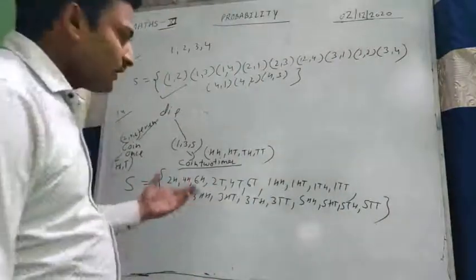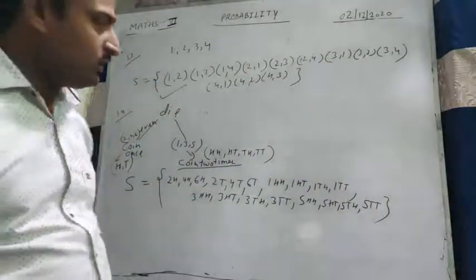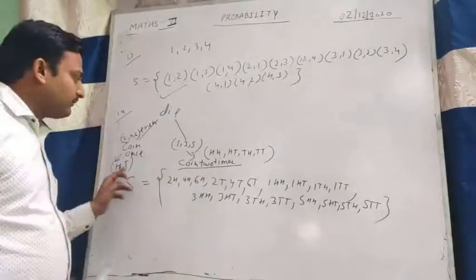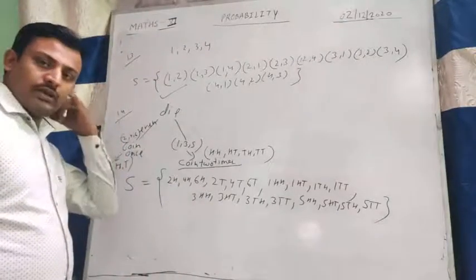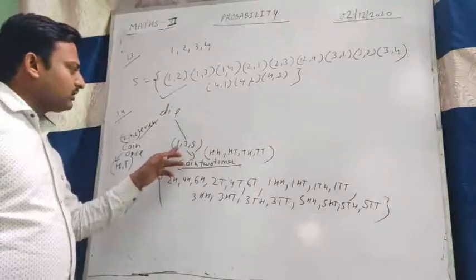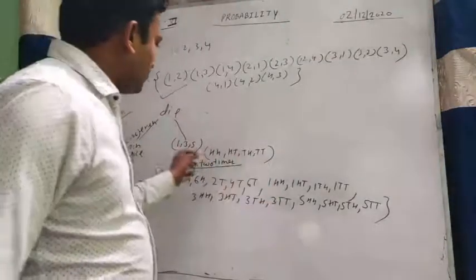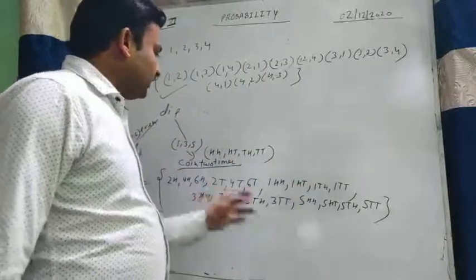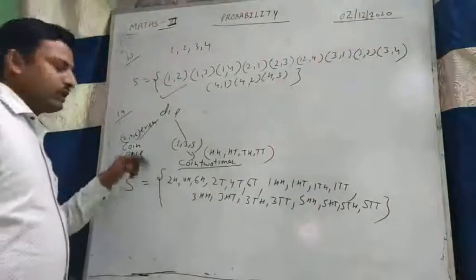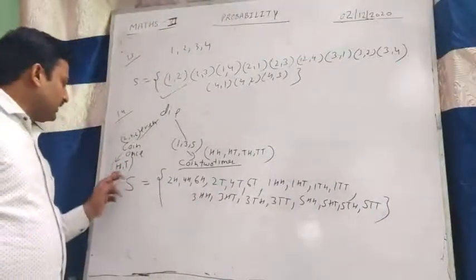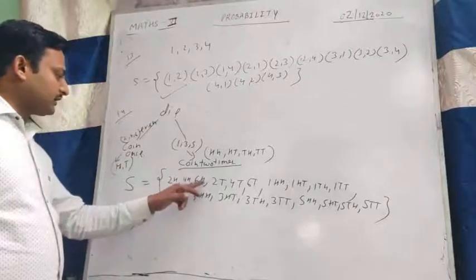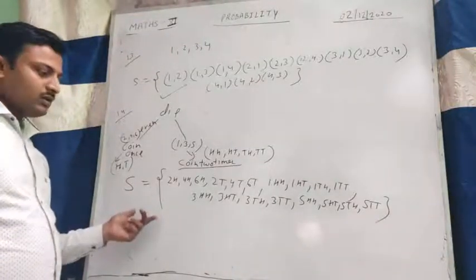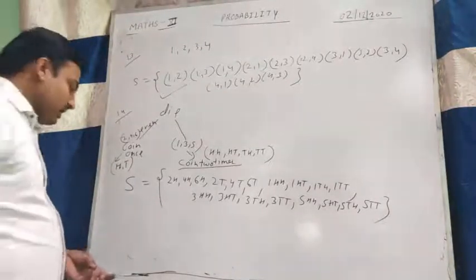So this will be our possible outcomes, because it is given that if an even number comes, then we toss a coin once. If an odd number comes, then we toss a coin 2 times. So when it is an odd number, it will be 1HH, 1HT, 1TH, 1TT. Similarly 3, similarly 5. And when it is an even number, then we toss the coin once. So we write 2H, 4H, 6H, 2T, 4T, 6T. So this will be our total number of outcomes.